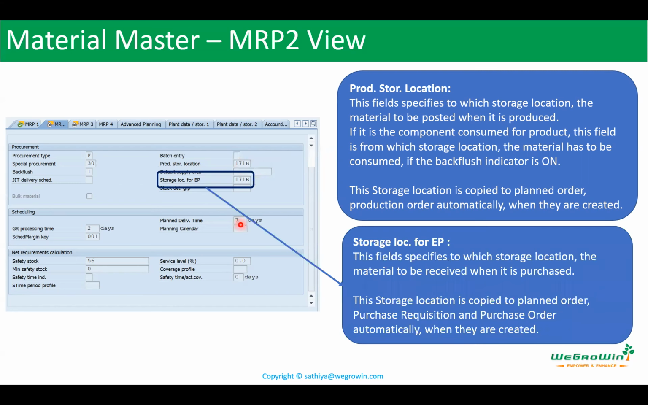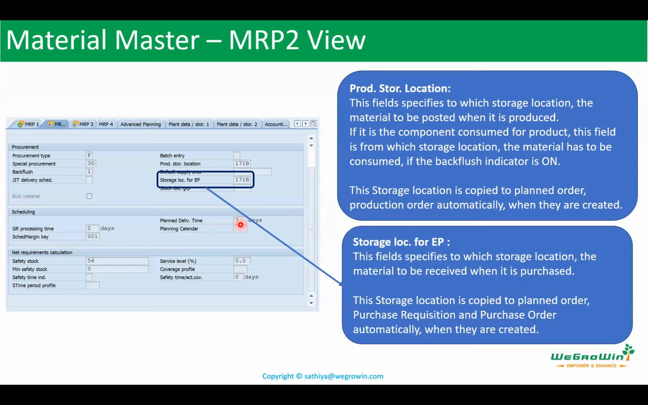Sir, I have a question. Here you have given procurement type F and special procurement 30, so it is a subcontracting process, right? In subcontracting, you should only fill the storage location for external procurement, right? Why do we have both on the screen?